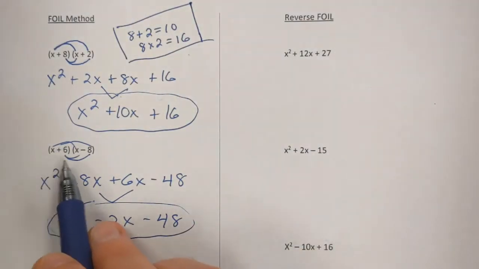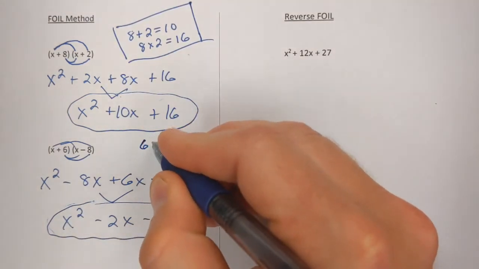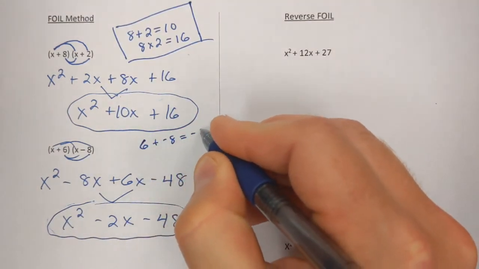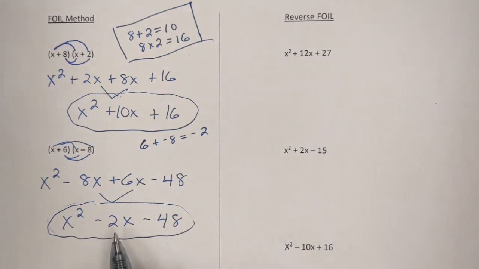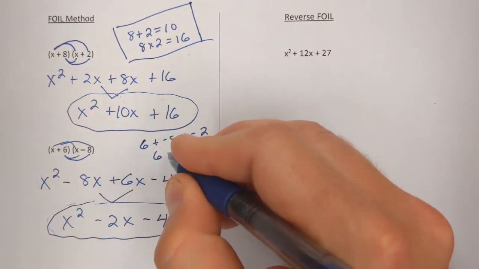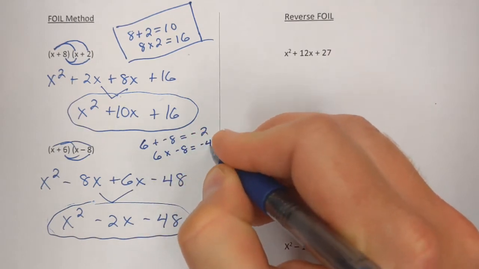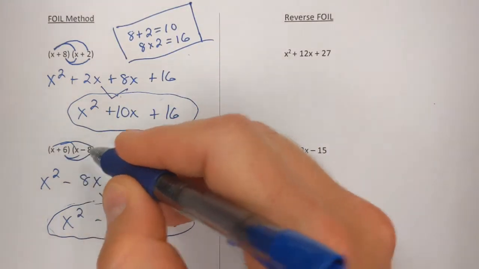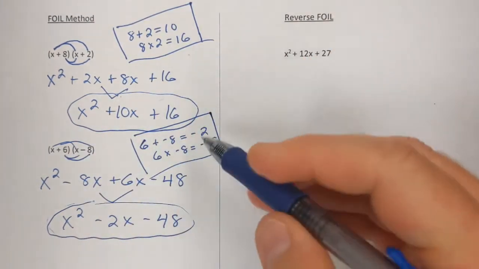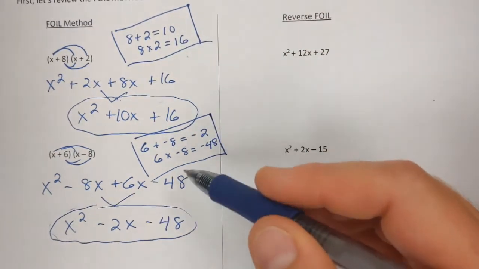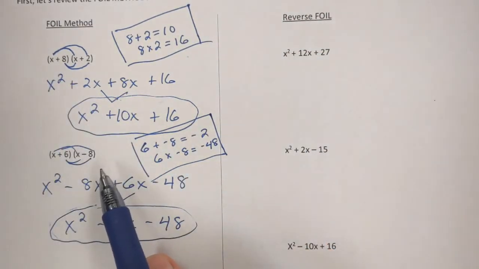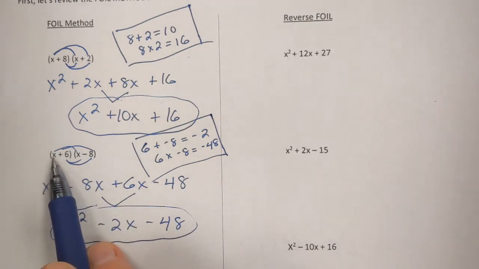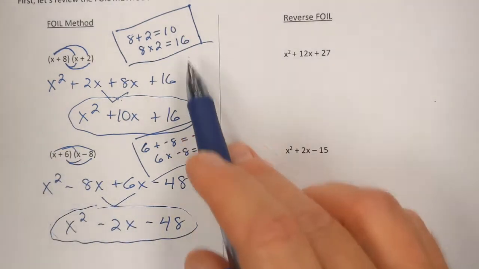Let's look down at the next example. If you take 6 plus negative 8, you get negative 2. Well, look, that's the linear term I get in my final answer. That's from combining the negative 8x plus the 6x. You get negative 2. But did you know that if you do 6 times negative 8, you get negative 48, which is my constant term? That comes from the last step, taking 6 times negative 8. This pattern actually holds up in any of these simple FOIL method problems where you just have an x here and an x here. This little pattern holds up.